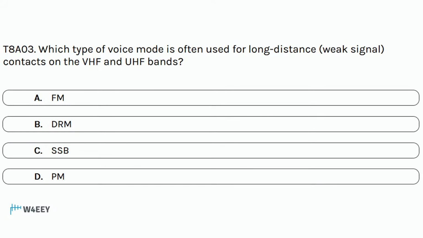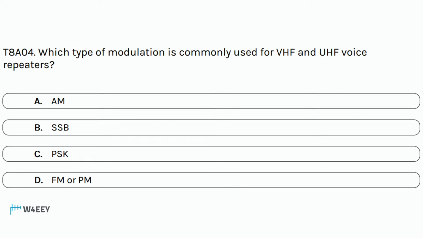And which type of voice mode is often used for long-distance weak signal contacts on the VHF and UHF bands, Tom? Charlie. C. Yeah, we had a nice email discussion about this. That's why I called him out. All right, so which type of modulation is commonly used for VHF and UHF voice repeaters? Delta. Yeah, repeaters, like the handy talkies, they use FM.